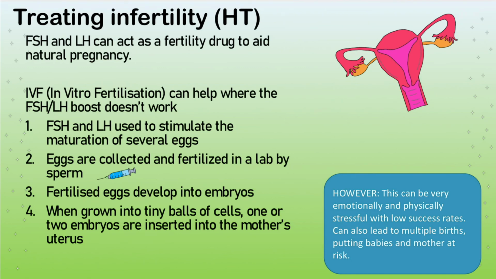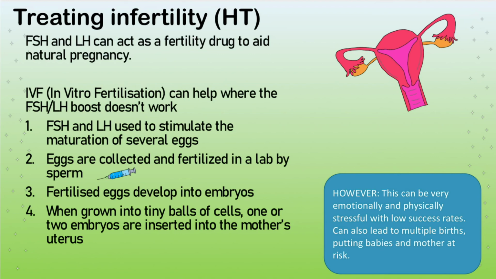At this stage, we'll then take some of the eggs out of the ovaries, and by doing so, we are able to fertilize them in a lab with sperm. Sperm may be from the father or from a donor or from wherever, but those are going to be fertilized in a lab. So in lab scenarios and lab setting, that's where the in vitro part comes from. These fertilized eggs will then develop slowly into embryos, again in the lab, but when they've grown into tiny balls of cells, 1 or 2 of these are then inserted into the mother's uterus, where they can then implant into the lining of the uterus and develop hopefully into full fetuses and eventually babies.